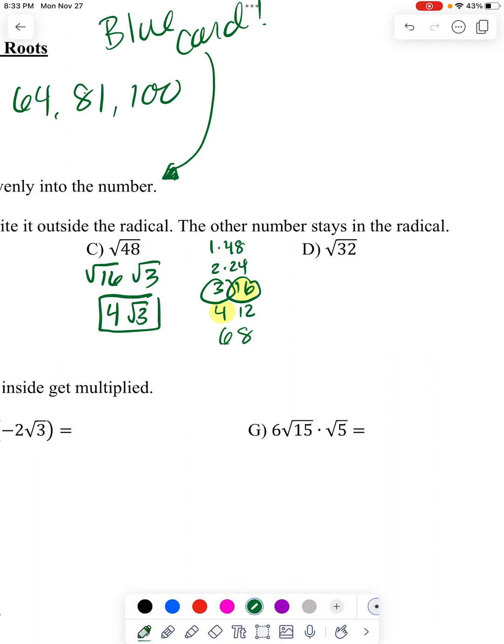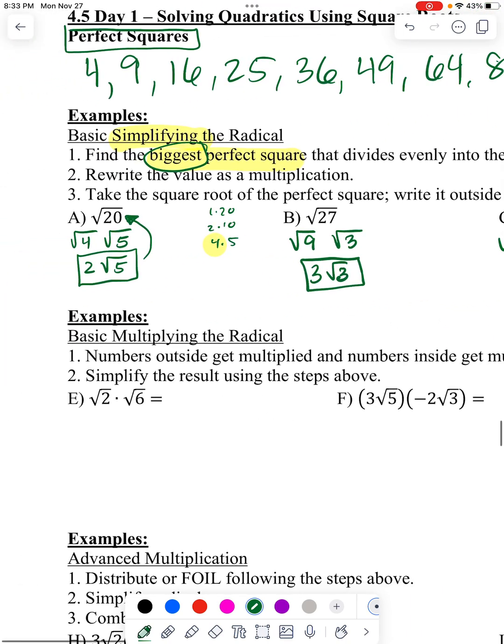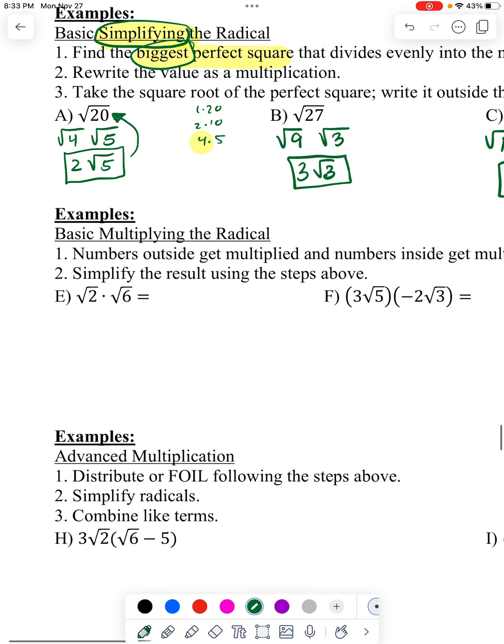If I look at my blue card for 32, I find that 16 and 2 is my biggest perfect square. 16 comes out as a 4, and 2 is the leftover that gets stuck underneath. So that's what you do when you see it just saying simplify, and it'll say that on the whole thing, simplify your answers. Now we're going to multiply.